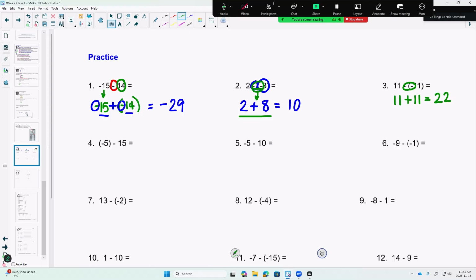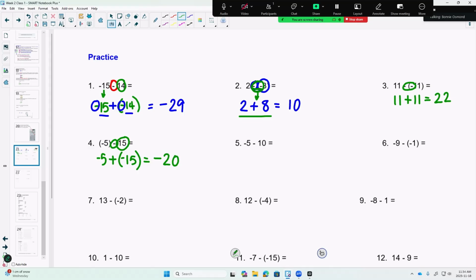Okay, number 4, negative 5 minus 15. So now we've got a negative and a negative, but they're not right beside each other like in 2 minus negative 8 or 11 minus negative 11. It's a negative 5 minus 15. So now negative 5 is not going to change. We're going to change that subtraction to addition, and we're going to change that positive 15 to a negative 15. So now we have a negative 5 plus a negative 15, two negative numbers that we're adding. That's going to give us a smaller negative. 5 plus 15 is 20. So negative 20.